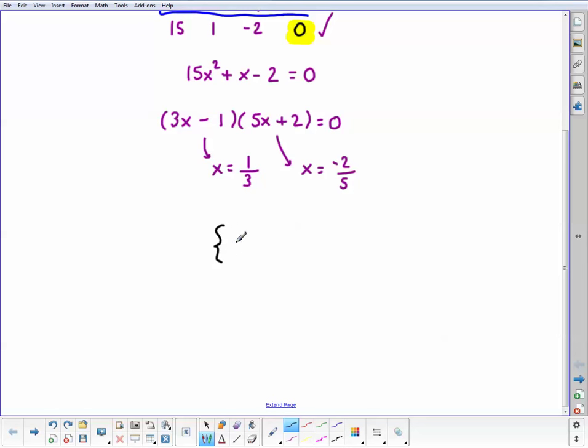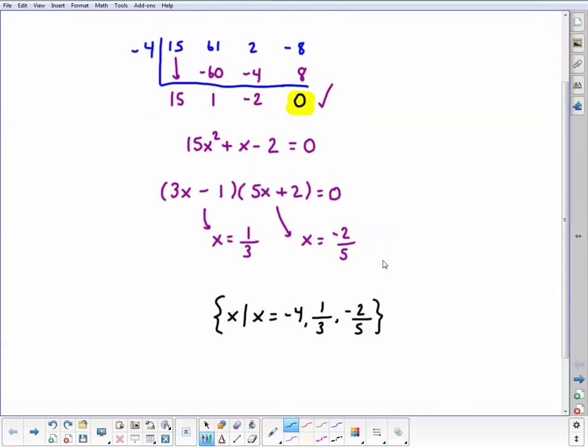It kind of depends on how you write answers in your own class, but I'm going to go ahead and write set builder notation. So I had -4, I had 1/3, and I had -2/5. And the order that you write them in doesn't really matter. You just have to make sure that you have all 3 solutions.